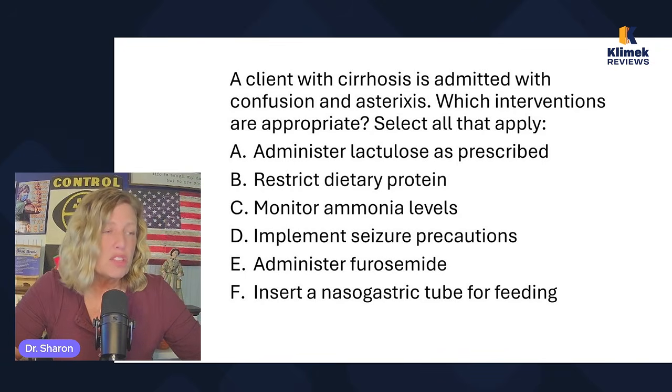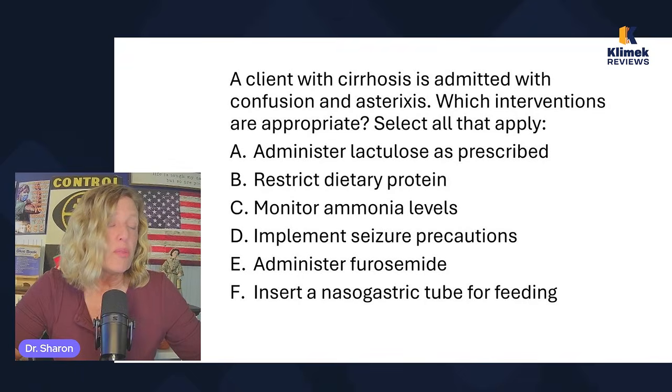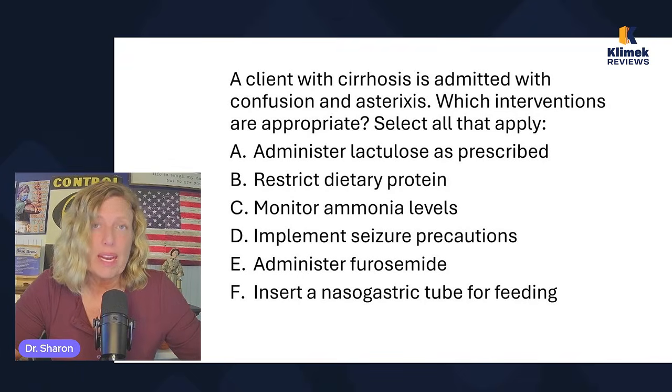I would administer lactulose as prescribed for hepatic encephalopathy. True. Lactulose binds with ammonia in the GI tract and excretes it, so they have to be very poopy after you give them lactulose. I would restrict dietary protein for a patient who's had hepatic encephalopathy. That's true because that's one of the treatments. Increased protein in your diet increases your risk for ammonia, and so we would restrict it. I would monitor ammonia levels for a patient who has hepatic encephalopathy.